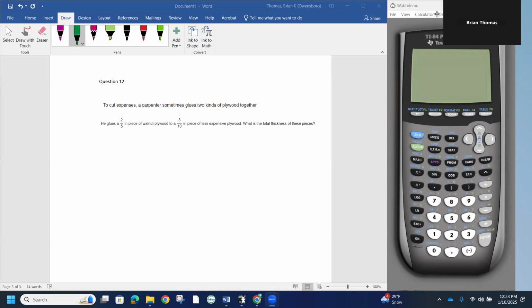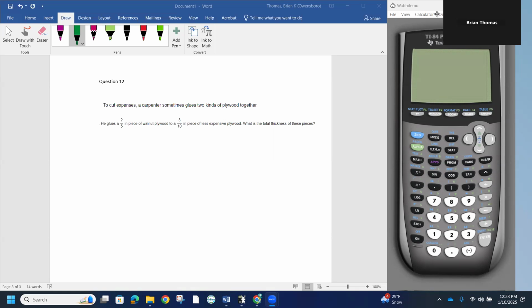So again, another question of fractions is working with some applications. So this is question 12. To cut expenses, a carpenter sometimes glues two kinds of plywood together. We also know sometimes gluing different types of plywood together also adds a lot more strength to the piece of wood. So it's interesting how plywood works.